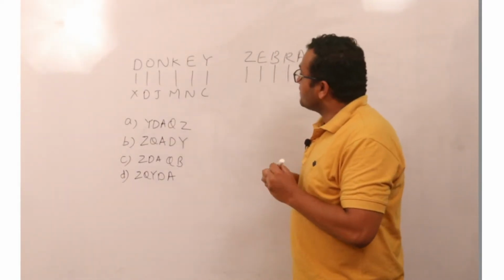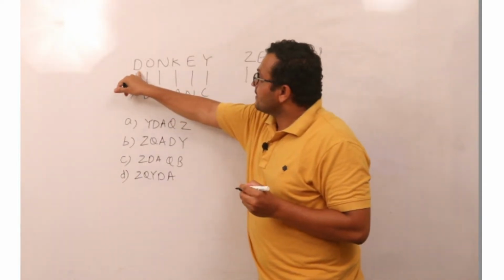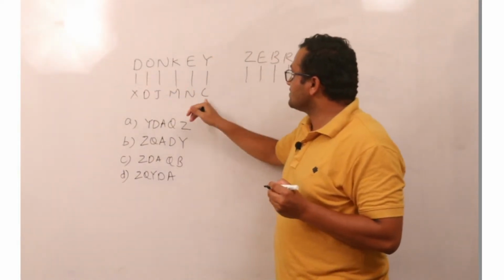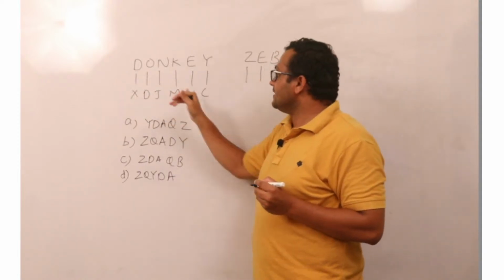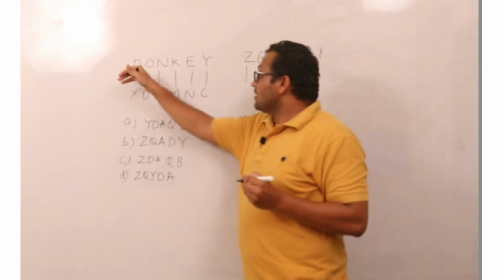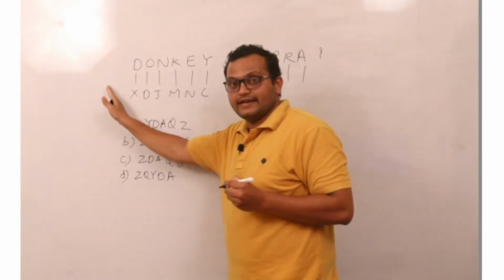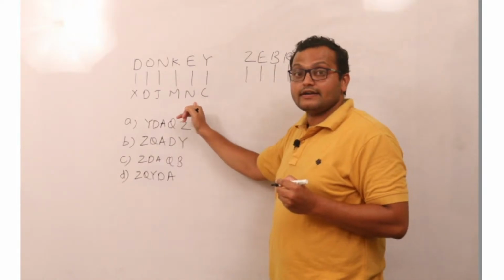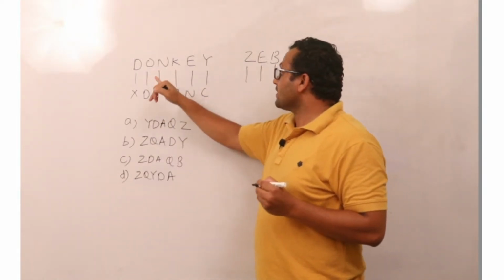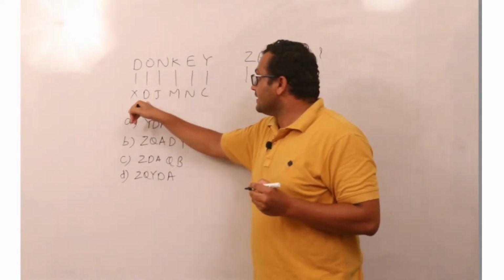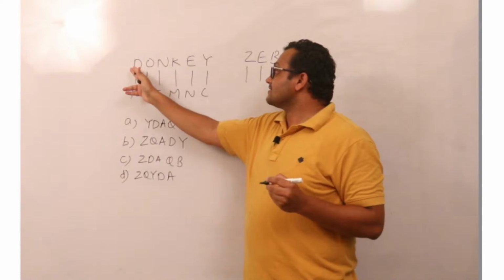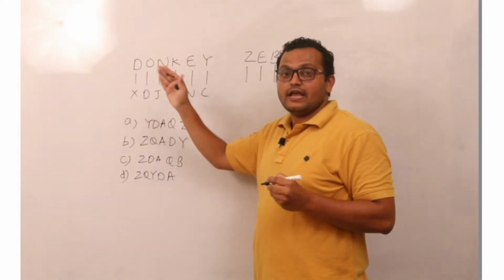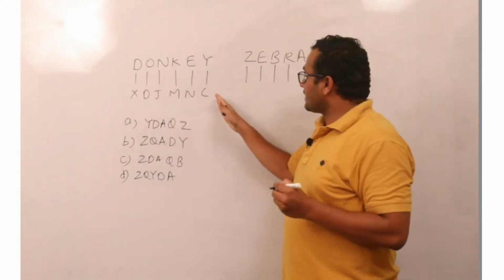Now see, DONKEY, XDJMNC. If you glance through it, you will see that for D, C is the code, which means the previous letter is taken. Before D, C comes, and the previous letters are written from right hand to left hand. Before D, C is written at the extreme right. Before O, N, written next to C. Before N, M. Before K, J. Before E, D, and before Y, X. It means previous letters are written from right to left. So this is the coding for donkey, and this is the logic behind it.